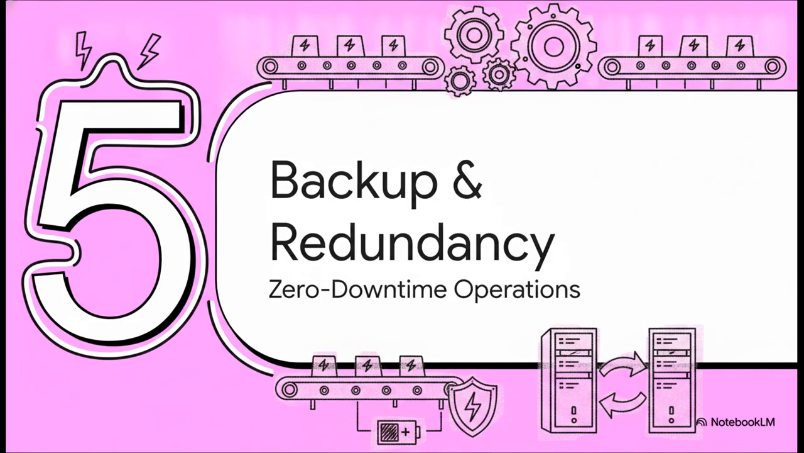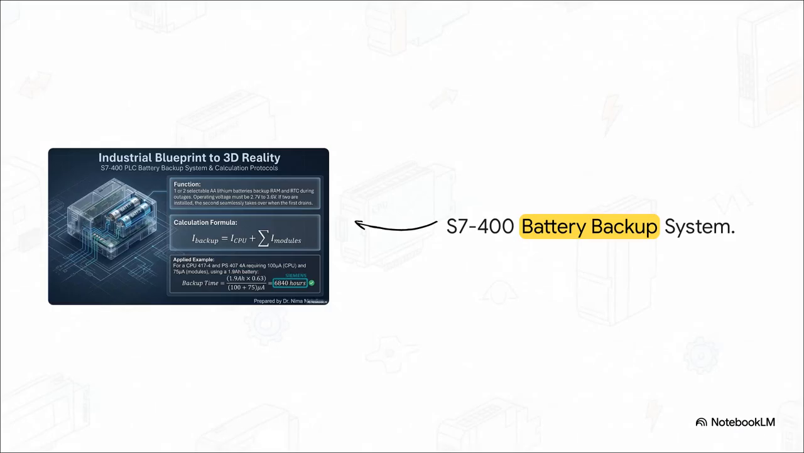Section 5. Backup and redundancy systems, ensuring zero downtime operations. To prevent massive data loss during outages, the S7 400 uses 1 or 2 AA lithium batteries to fiercely protect the RAM and real-time clock. If 2 are installed, the second seamlessly takes over the moment the first one drains.